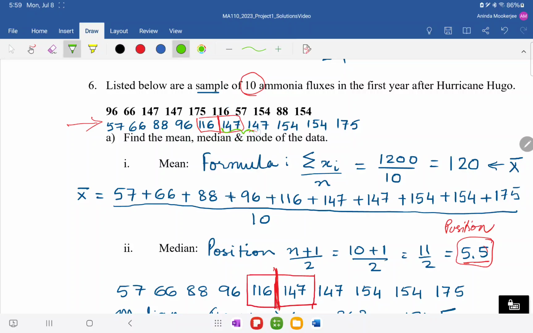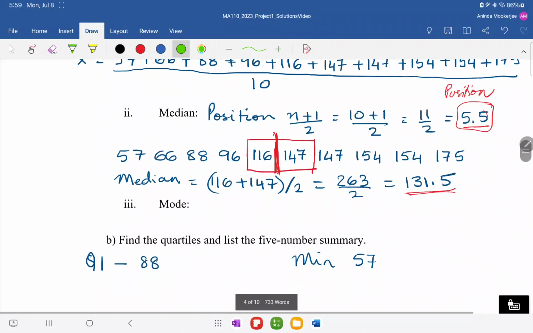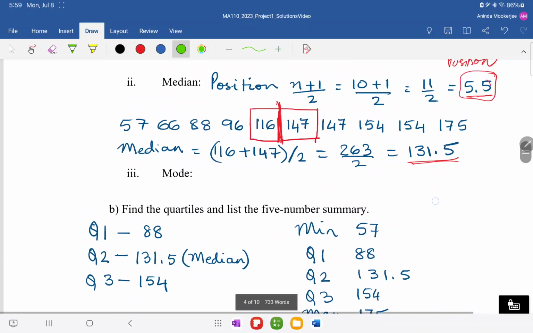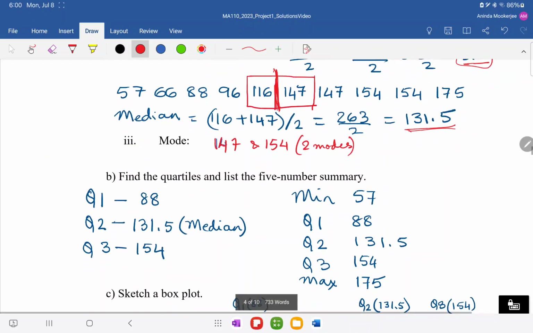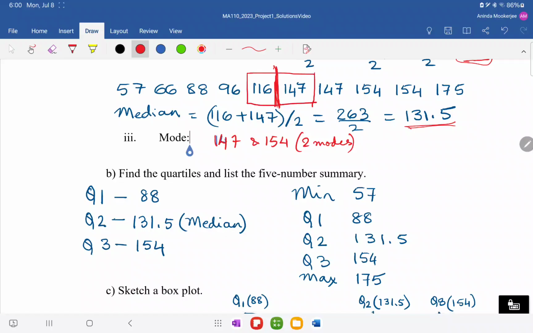147 occurring twice, and 154 occurring twice. So our answer for the mode should be 147. Right, let's use this. 147 and 154. There are two modes in this data set. Two values occurring more than the others, more frequently than the others.